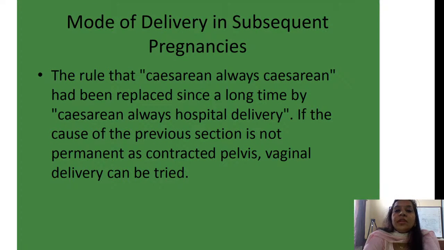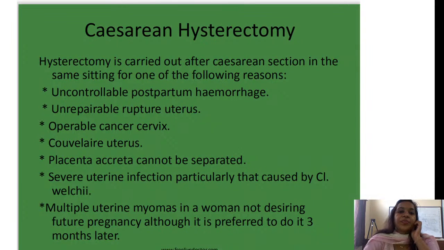What is the mode of delivery in subsequent pregnancy? The rule 'once Caesarean always Caesarean' has been replaced for a long time by 'once Caesarean always hospital delivery'. If the cause of the previous section is not permanent, such as contracted pelvis, vaginal delivery can be tried.